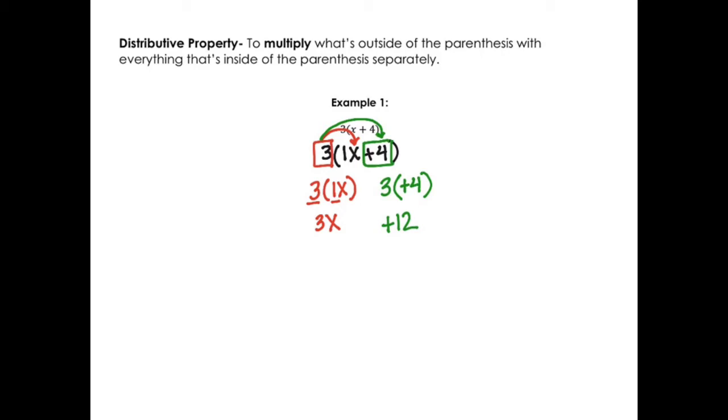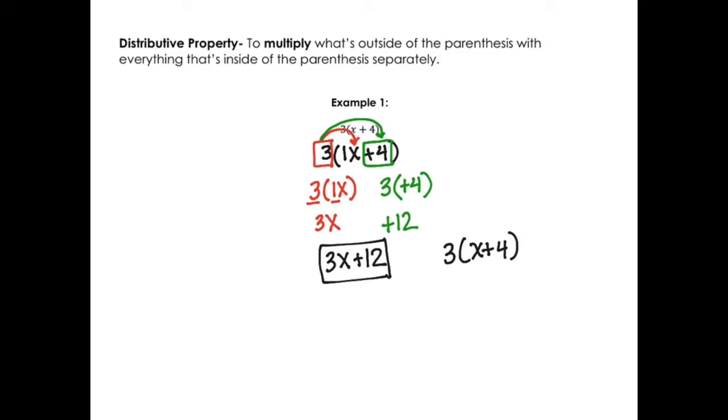So since 3x has a variable and positive 12 does not, again, I can't just say, okay, 3x plus 12 will give me 15x. That's not my answer. I'm just simply going to rewrite them next to each other. So I have 3x plus 12 as my final answer. So I've just created an equivalent expression, something that is equal to 3 parentheses x plus 4, by using the distributive property and multiplying the 3 to what's inside of the parentheses.